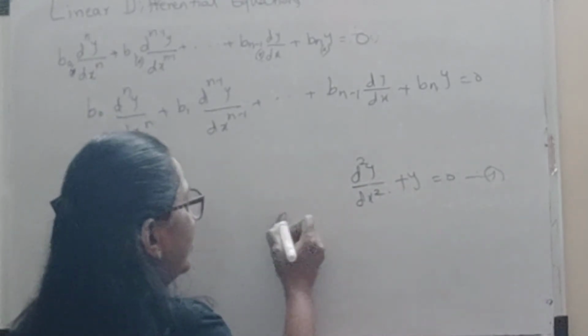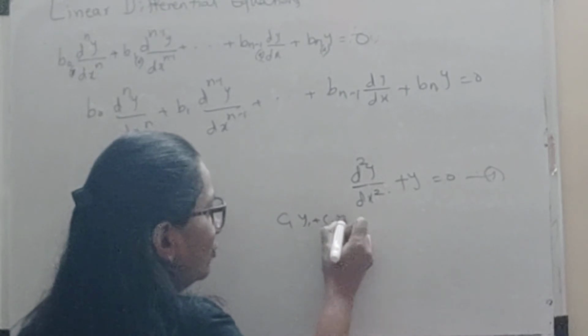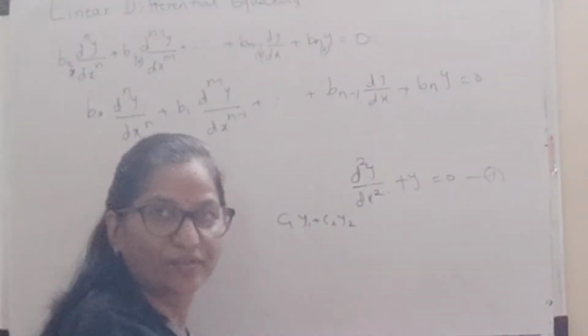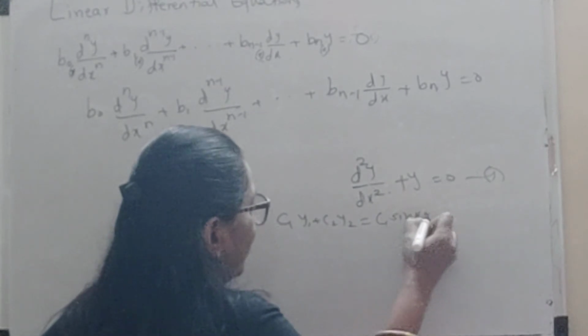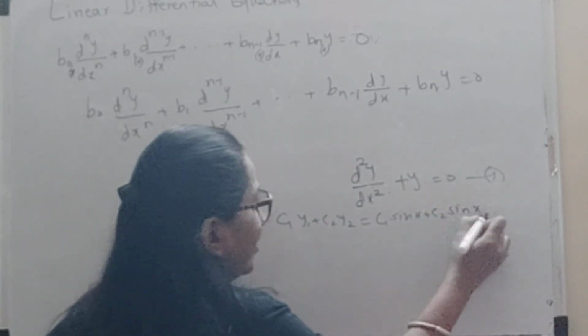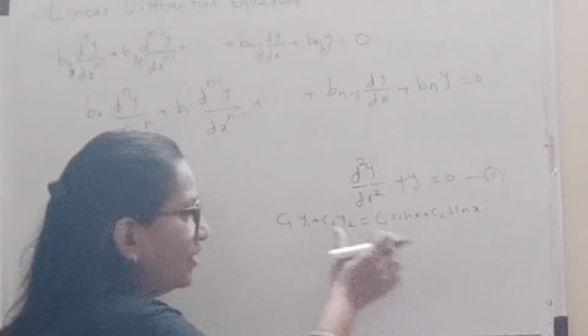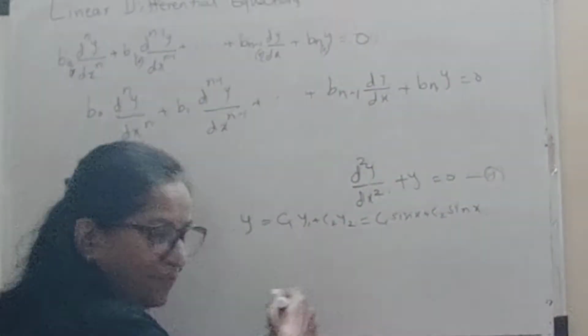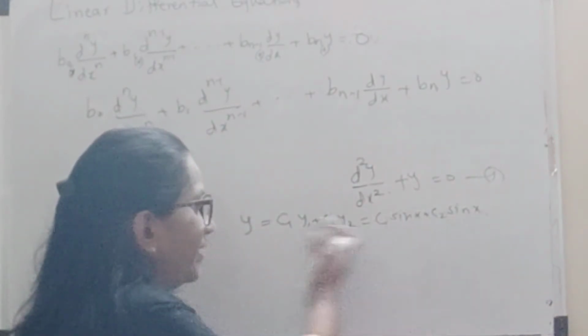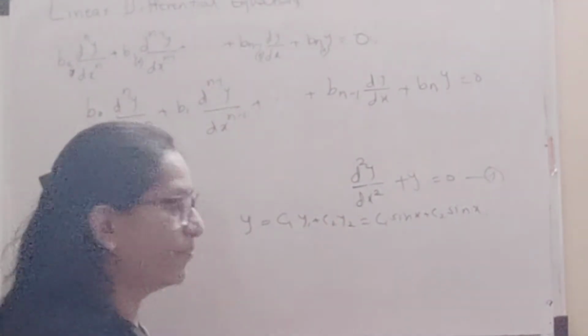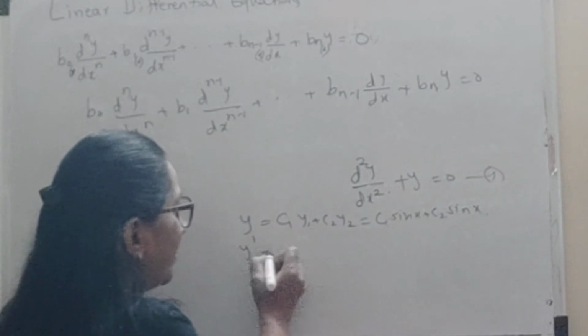So, C1y1 plus C2y2 is also a solution. So, C1 sin x plus C2 sin x is a solution. I'll call this a solution, but we actually have to check whether it is a solution. So, I will call this linear combination y. Okay. So, what is y prime?